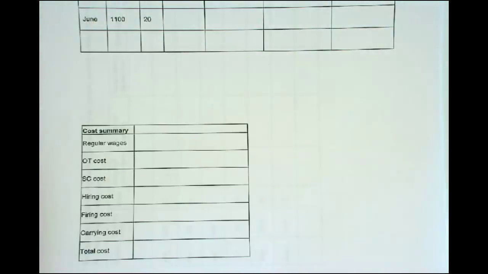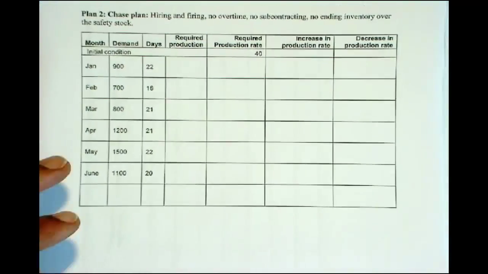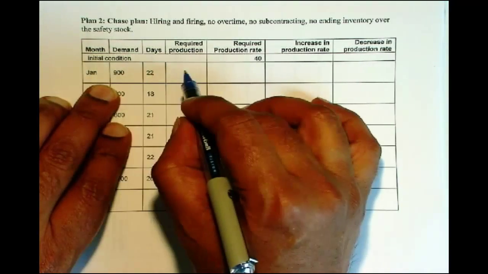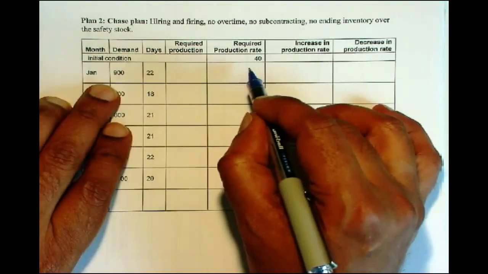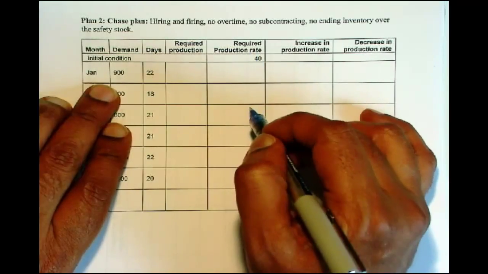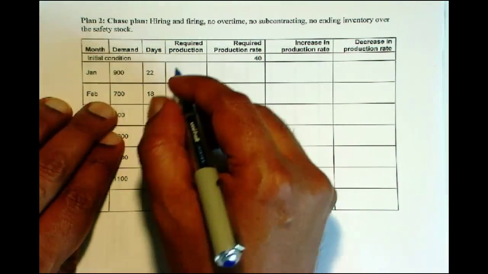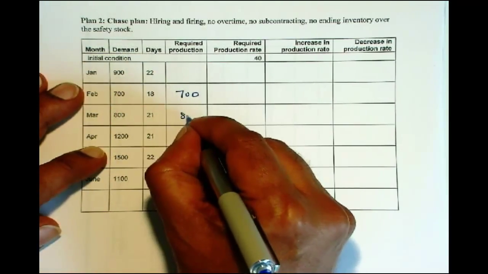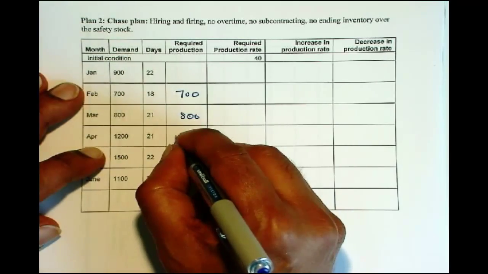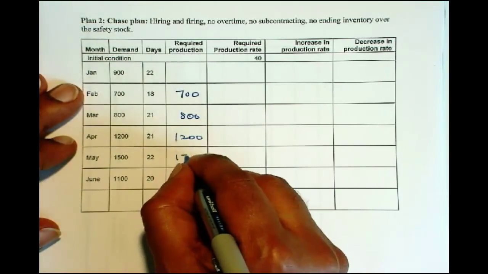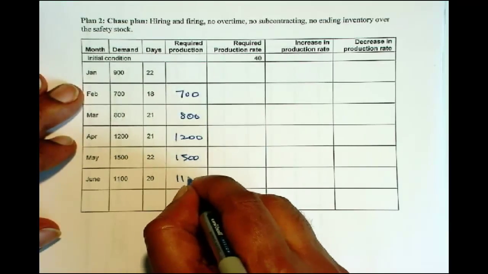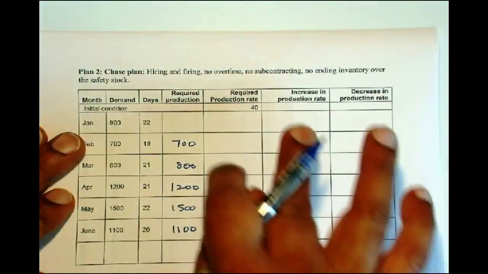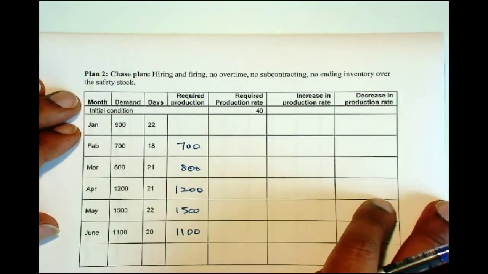The next plan we're going to look at is chase plan. Chase plan, we're going to produce exactly what is demanded. So we have to then convert that production required into production rate per day. Now the production required for second month onwards is going to be the same as the demand. So that's what chase is. Produce only what is demanded. But for the very first time period, you have to adjust for the initial conditions.